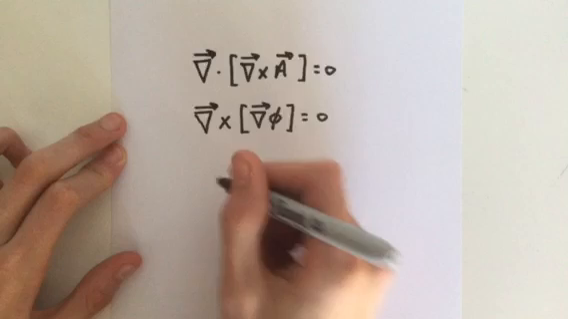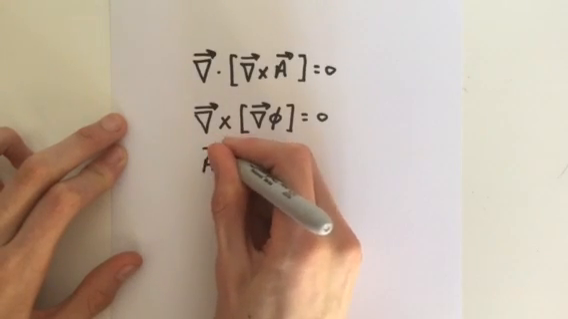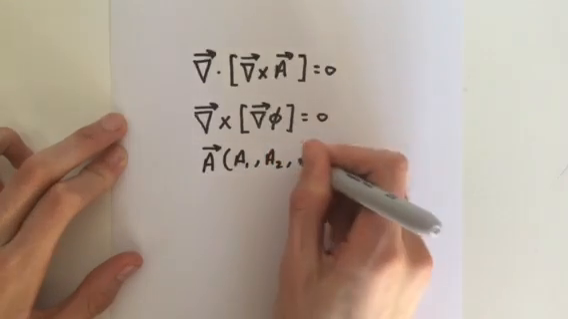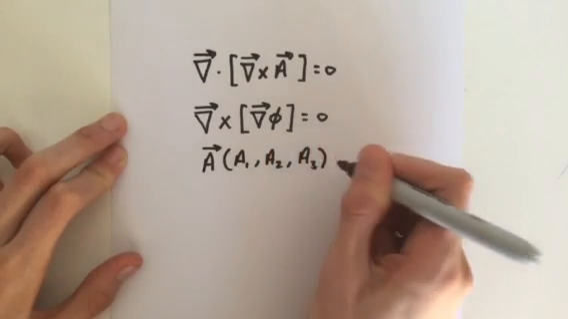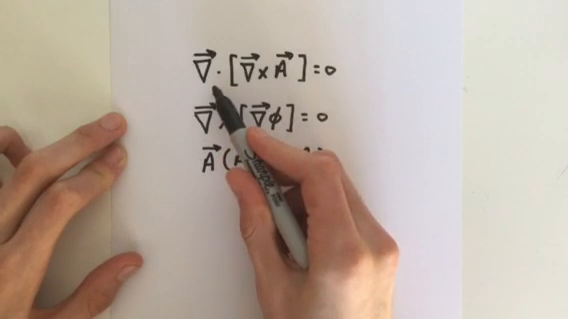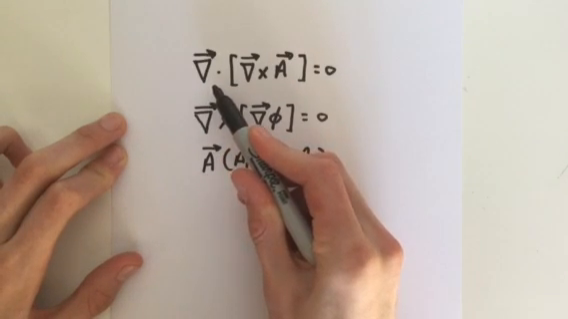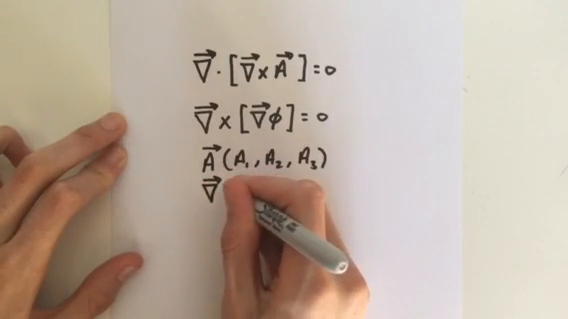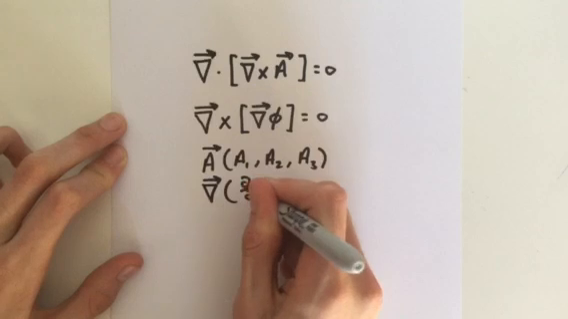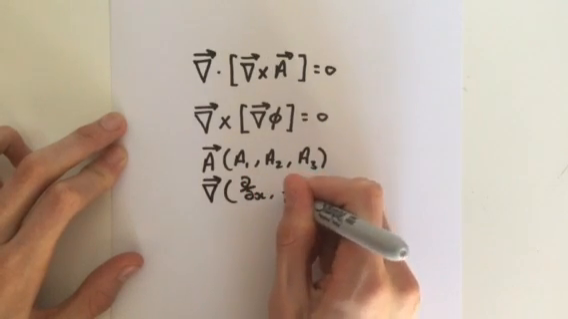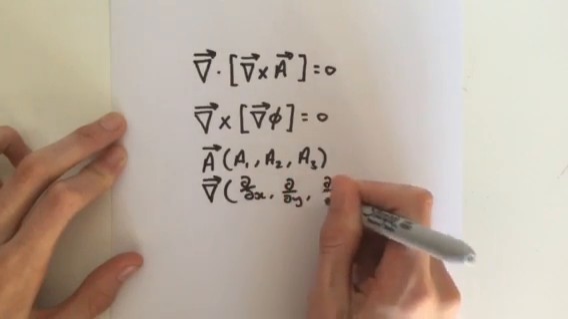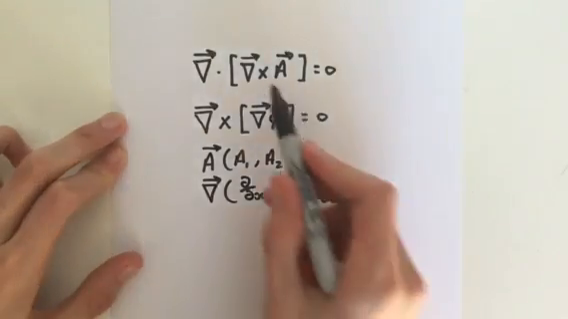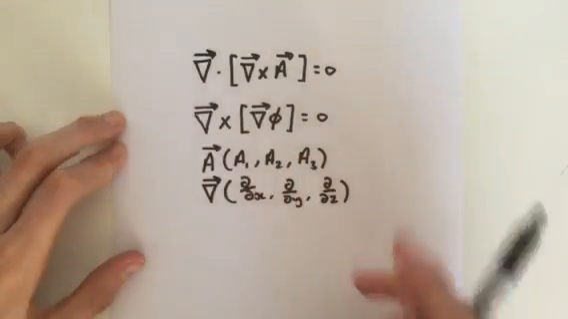A is a vector. A is going to have components A1, A2, A3. Okay? The upside down delta symbol is the del operator, or the del vector, which simply has components of partial derivatives, d by dx, d by dy, and d by dz. So using that, we can work out the curl for our first formula.